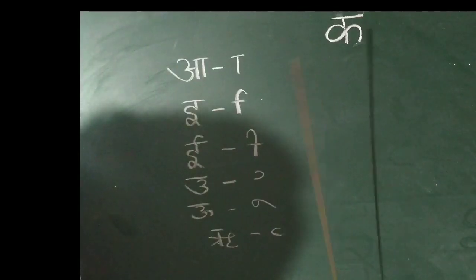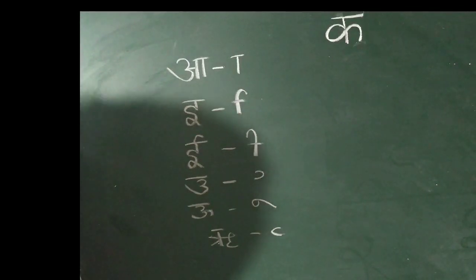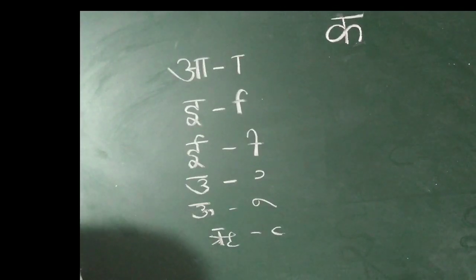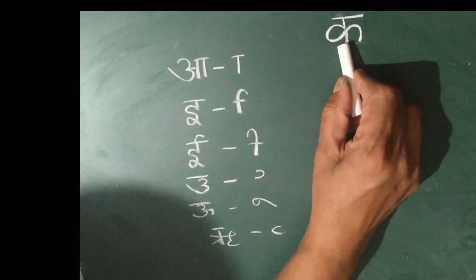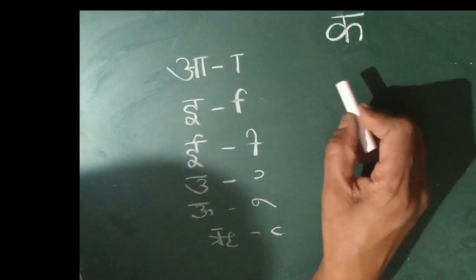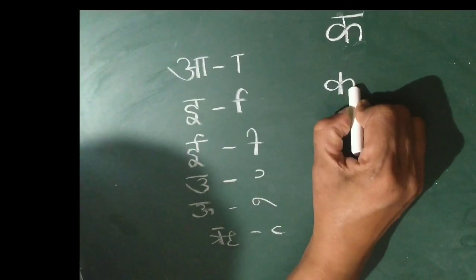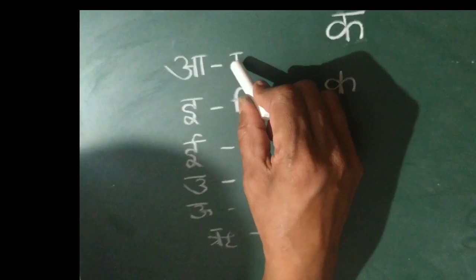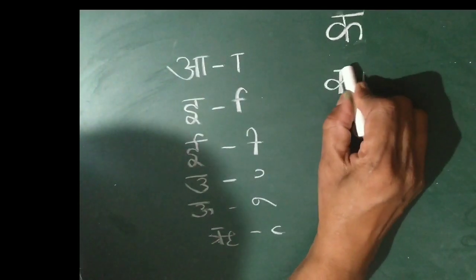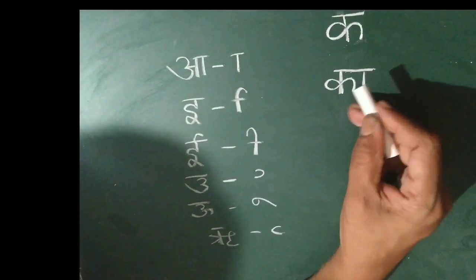Okay, now let us see how we can write these symbols with a letter. I am writing here the letter ka. Let us see how to use these symbols with the letter ka. Now I want to write ka. So what do I have to do? Then write the symbol of A. Ka. Read it. Ka.